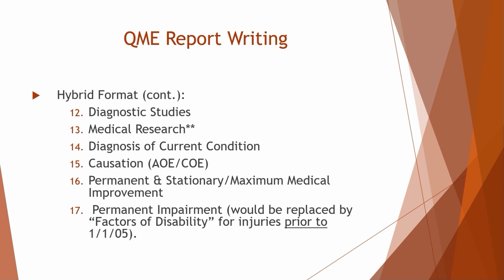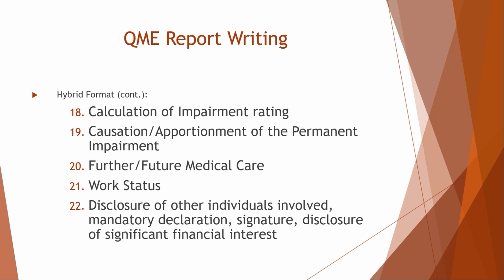We'll have a section wherein we describe the permanent and stationary / maximum medical improvement status. We're going to have a section of our report specifically devoted to the permanent impairment. And as I said earlier, for injuries prior to 1105, we will use the title Factors of Disability rather than the title Permanent Impairment for this section.